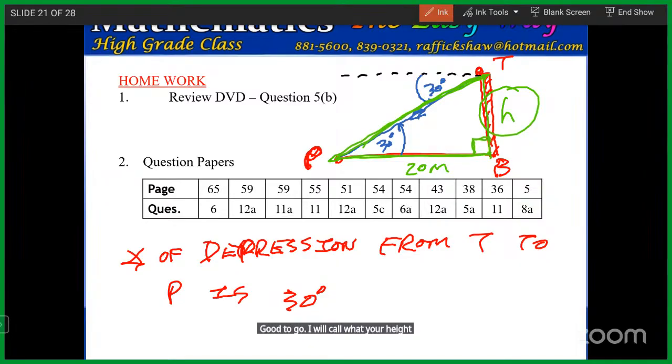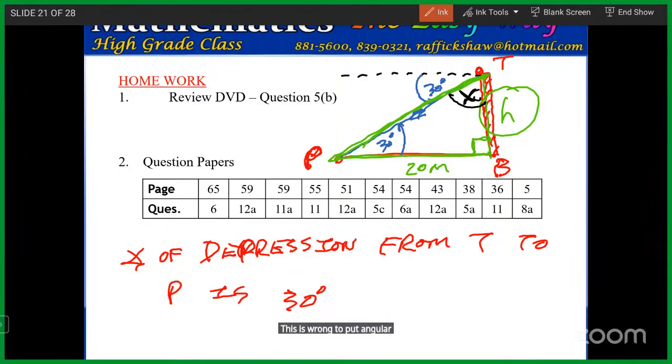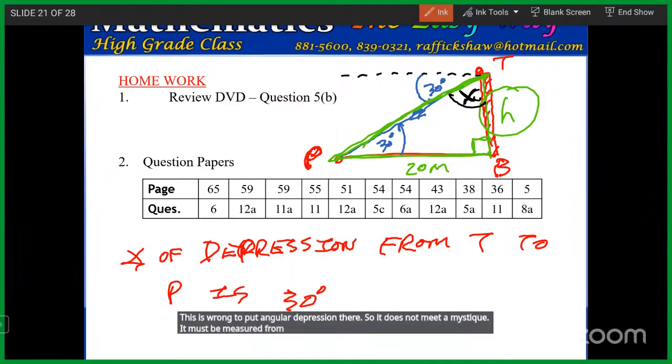That's a simple example. What I wanted to highlight to you guys is that the angle of depression is never right here. It is wrong to put an angle of depression there. So let us not make that mistake. It must be measured from the horizontal line.